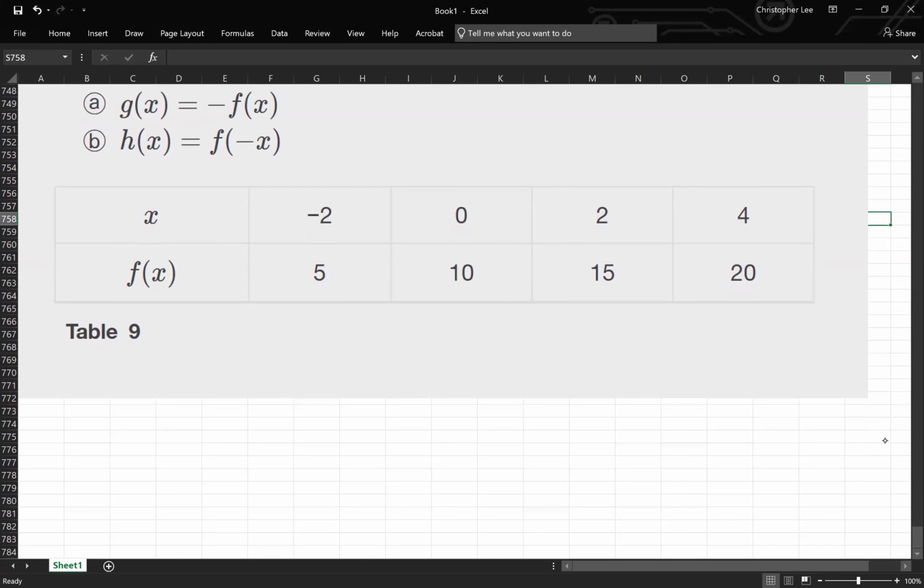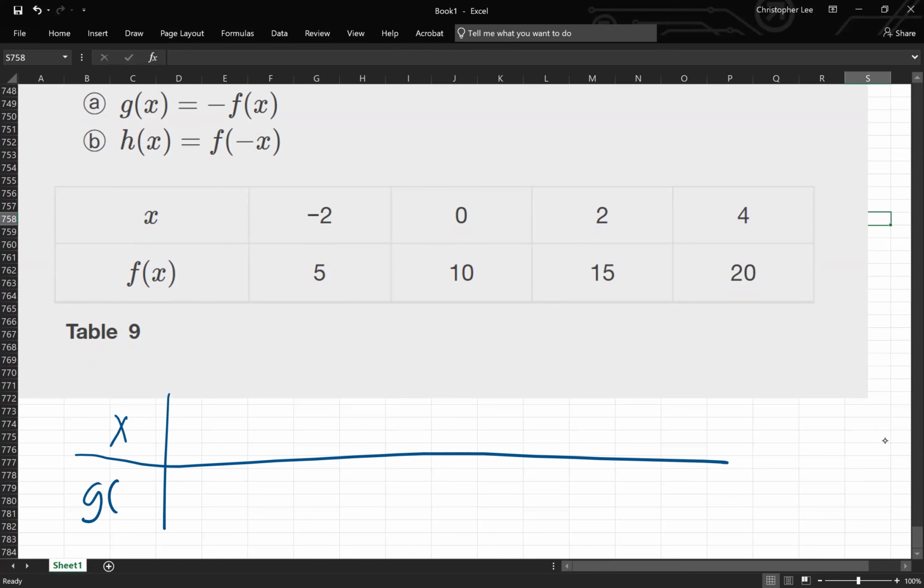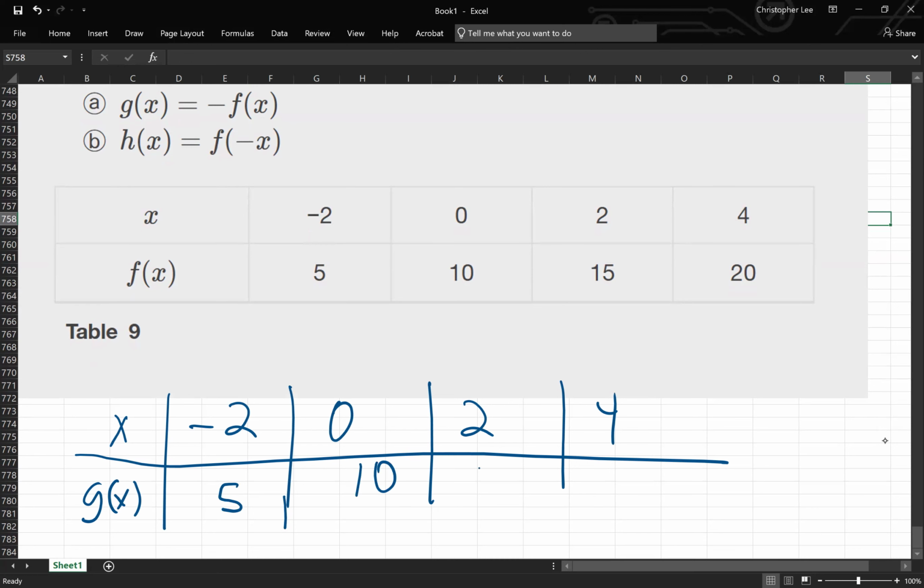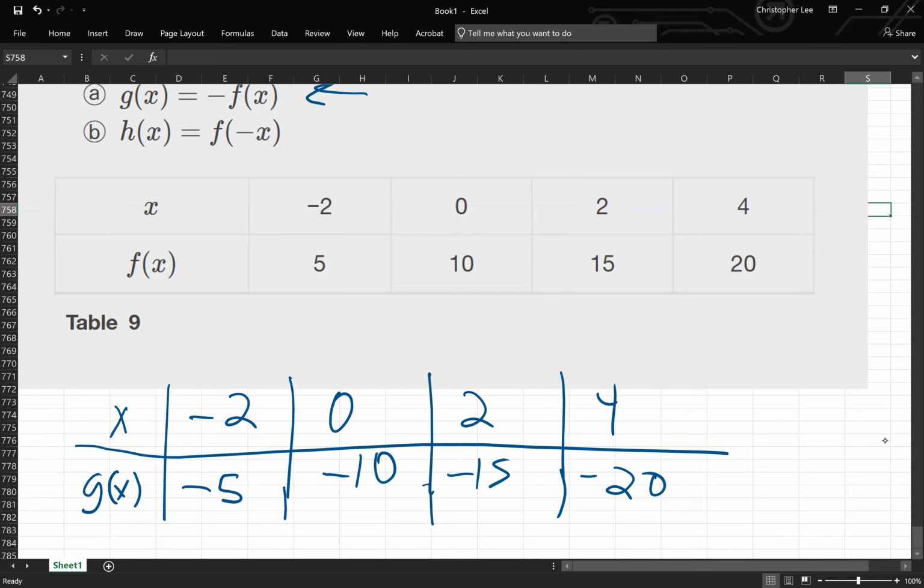All right, let's take a look at this real quick. I'm just gonna copy what I have. -2, 0, 2, 4, 5, 10, 15, 20. All right. For the g of x, what's changing? The x or the y? So I'm looking up here. It's the y that's changing, right? So I'm putting all the negatives right here. Bam, bam, bam. So everybody got, right? Awesome.